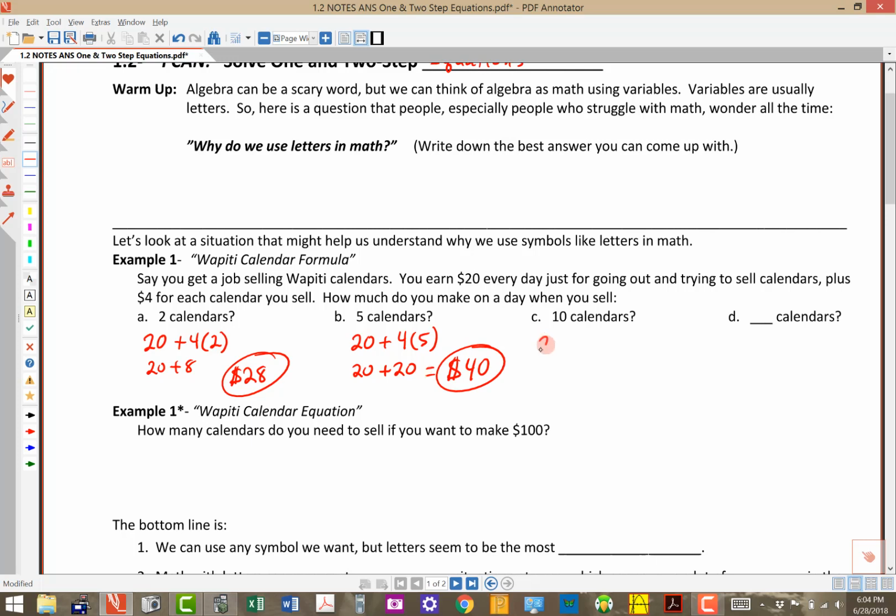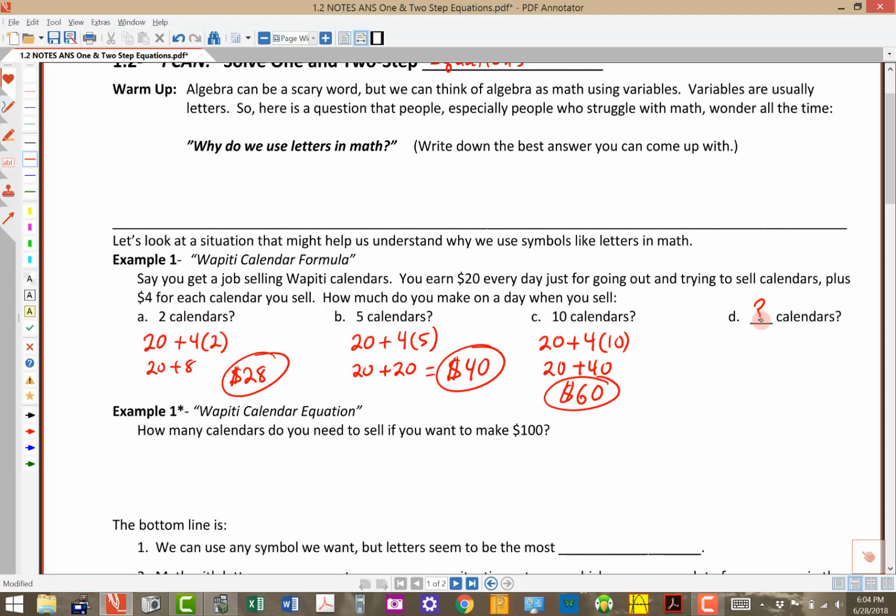So 10 calendars, and by now you're probably catching on. We do the $20 plus $4 times however many calendars there are. So this is going to be 20 plus 40. So we end up with $60. So on that day, if we sell 10 calendars, we end up with $60. Well, on this next example, we've got just a blank. So I'm going to put a question mark here.